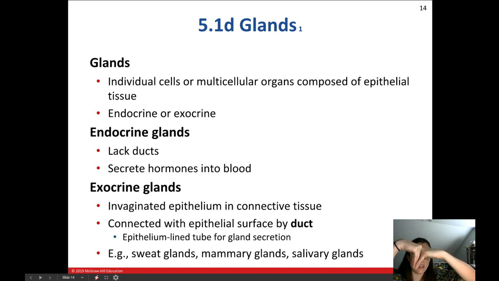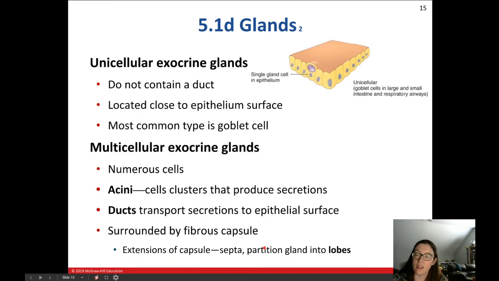And so this gland still has a duct. The exocrine gland version still has a duct that connects it up to the top of the epithelium, and it's going to release its products through that duct onto the top of the epithelial membrane. The examples of this are sweat glands, mammary glands, and salivary glands.